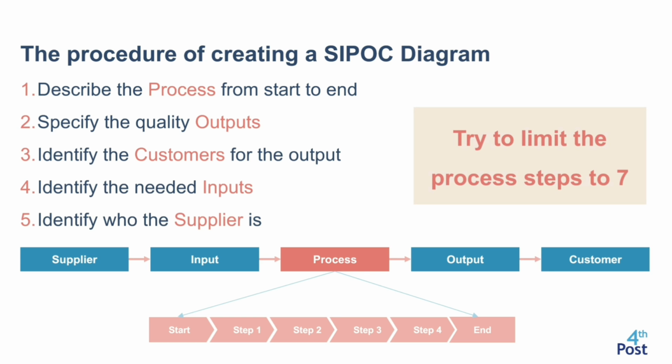And there is a general rule that says try to limit the process steps to a maximum of 7. This is to keep the overall perspective and not to get into much detail, because the SIPOC is not intended to go into details. It's basically there, as mentioned earlier, to give you an overall perspective of how things are related to each other.